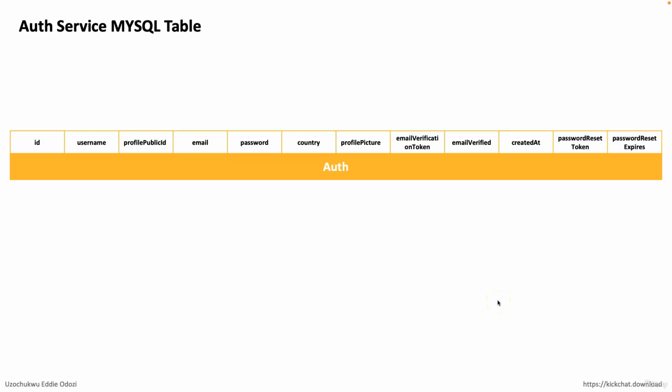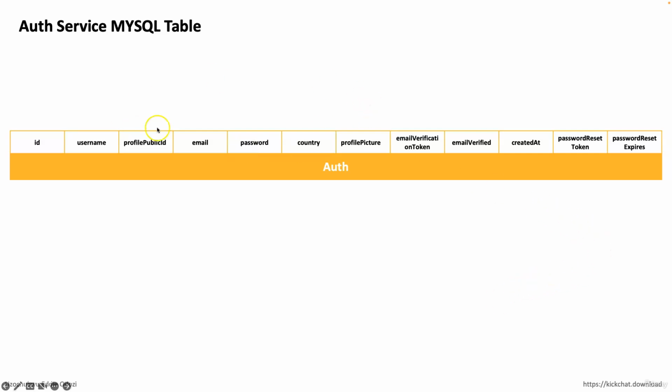Hello and welcome back. Quickly in this video, we are going to just see the table column headers that we're going to have in our auth service MySQL table. And then we go to the Sequelize documentation to see how we can create a model. So for our auth service authentication table in MySQL, these are the table header fields we are going to have.